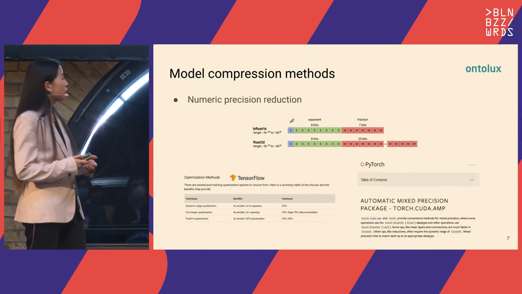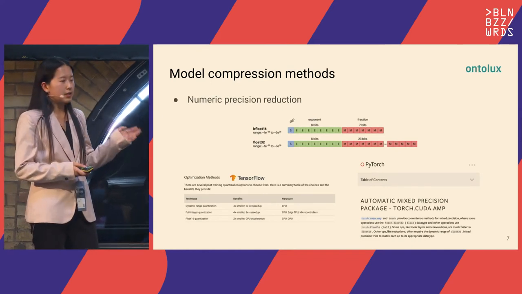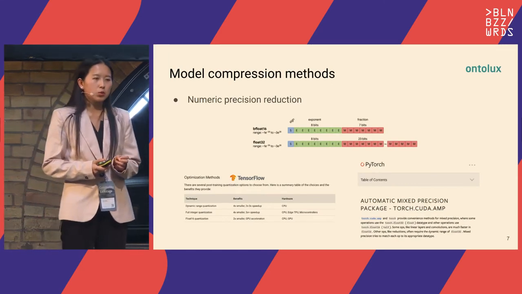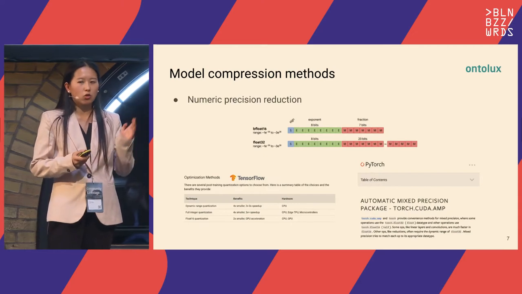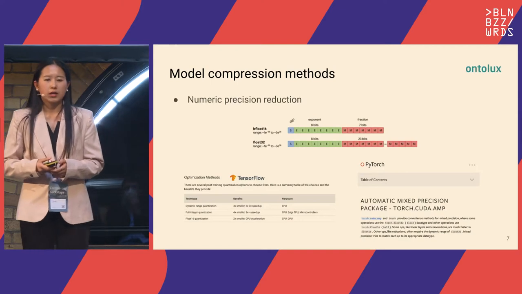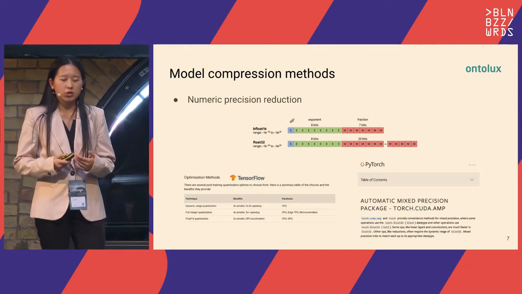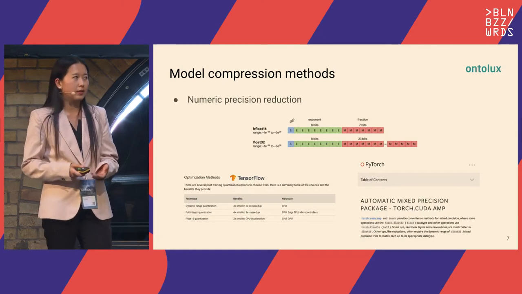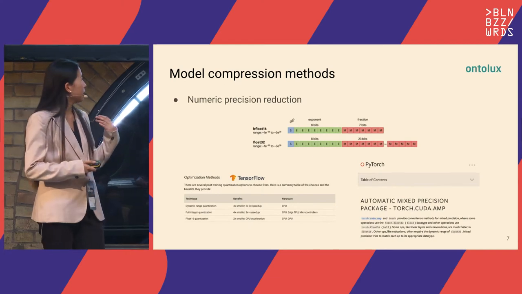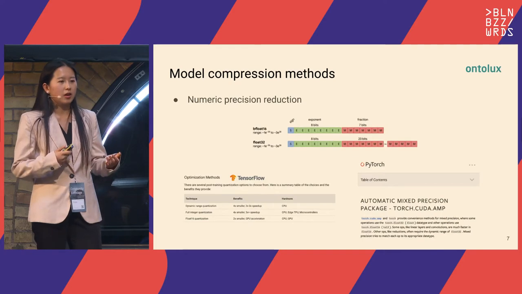In TensorFlow, for example, we already have implemented functions for this kind of situation. However, sometimes we cannot naively just cut all the weights and biases in the model, because some of the computations in a neural network do need the higher precision of float 32. And luckily, in PyTorch, we also have an implemented package that allows us to automate this process.